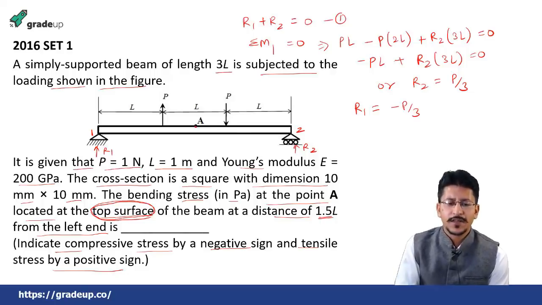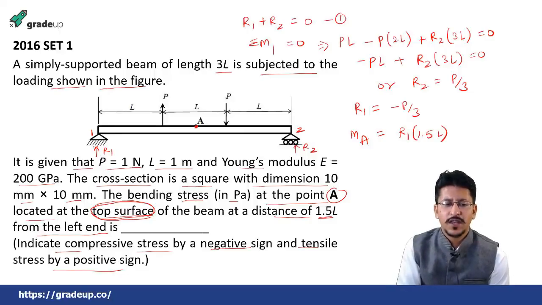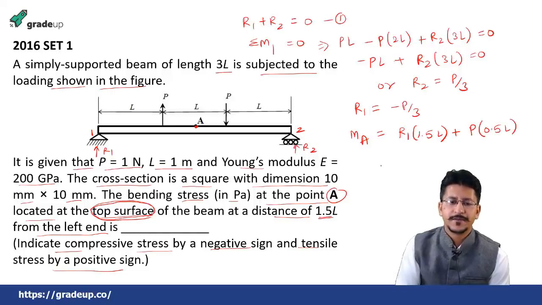Then you have to find out the bending stress at point A. So for finding out the bending stress, you need to find out the moment at A. Simply, the moment at A will be equal to R1, which is minus. That means R1 is going in the downward direction. So simply you can write it this way also: R1 into this distance, which is 1.5 L. If you take it plus, we will substitute the value as minus only. If you are considering it going upward, this will be positive, and this will again be positive, plus P into 0.5 L. That's it, nothing more on that side.